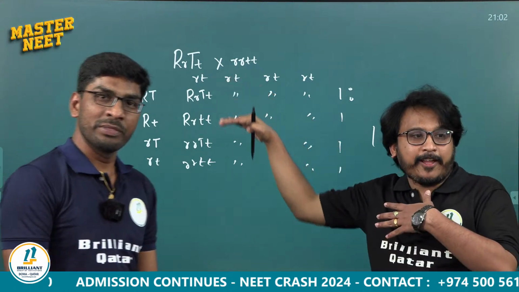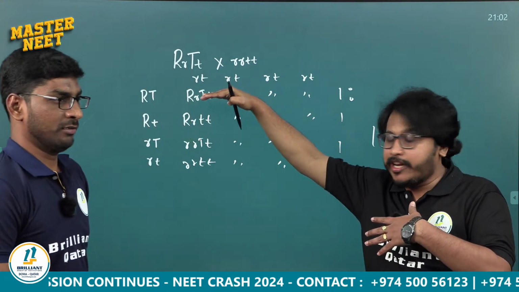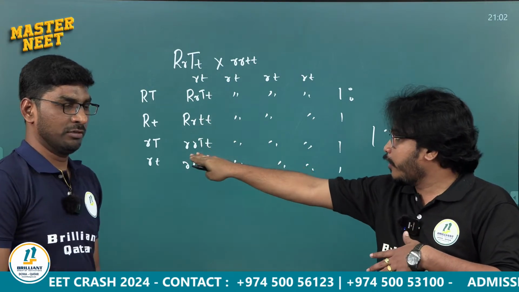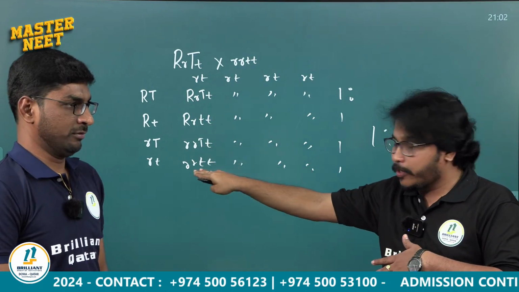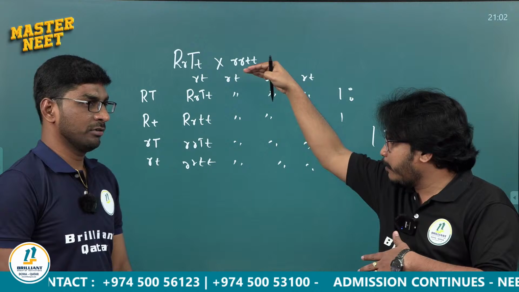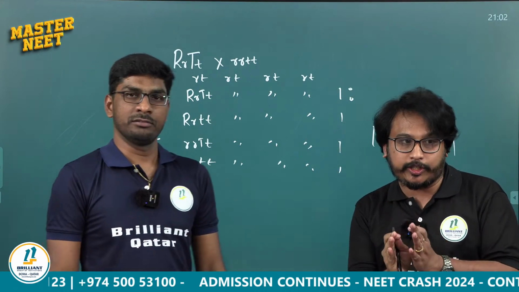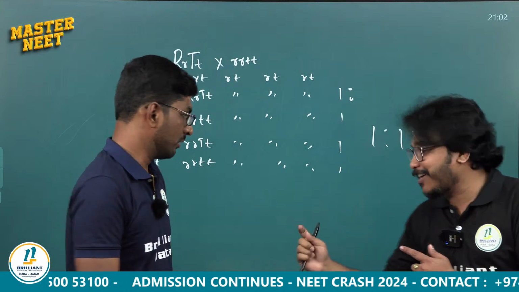So if you take the phenotypic ratio, you will be getting 25% round tall, 25% round dwarf, 25% wrinkled tall, 25% wrinkled dwarf. So it will be 1:1:1:1. Simple. That is the dihybrid test cross ratio. Remember that. Now we will start with the next question.